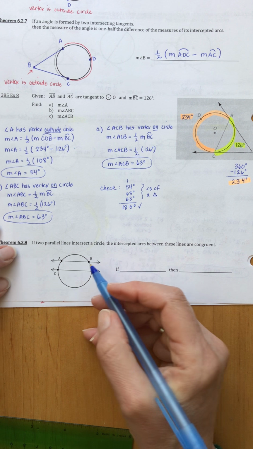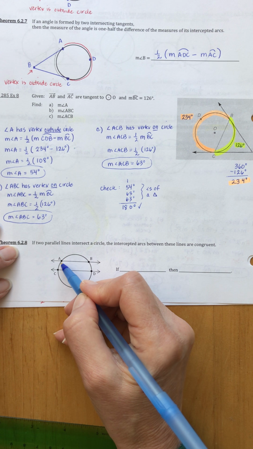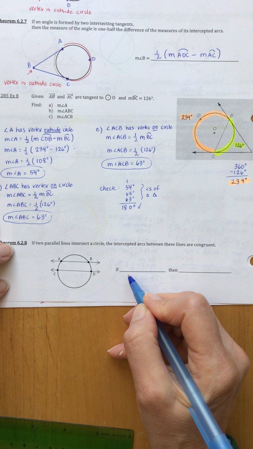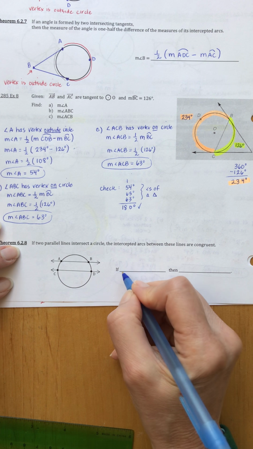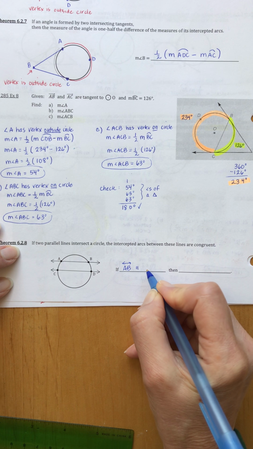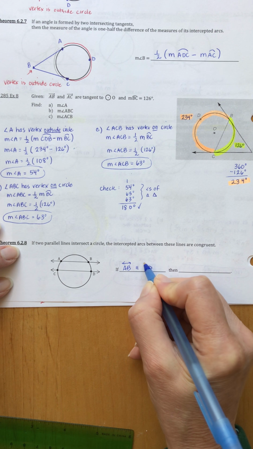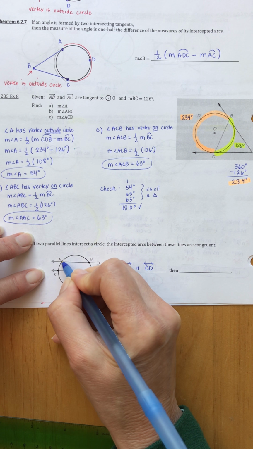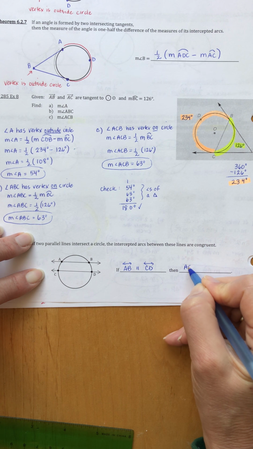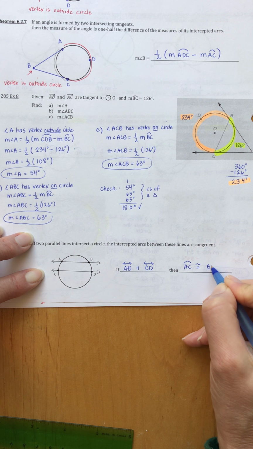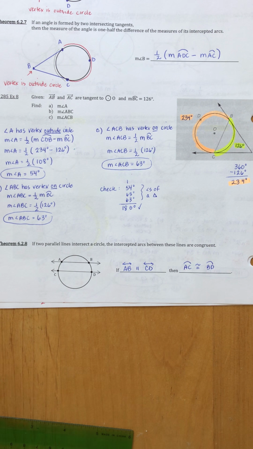Let's write the statement. If the lines are parallel, so if AB is parallel to CD, those two lines are parallel, then what can we say? We say their arcs are congruent. So here's the arc. AC is congruent to BD. And we're done with page 4.